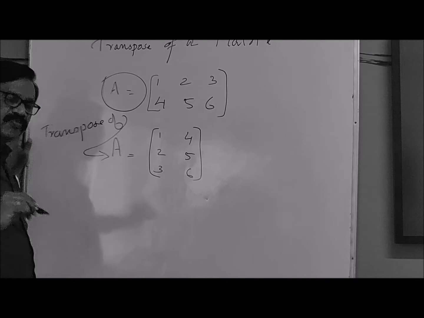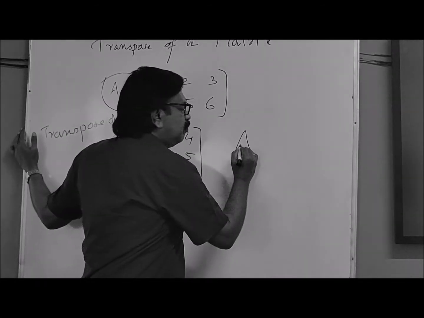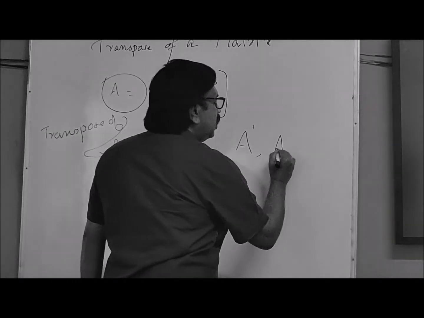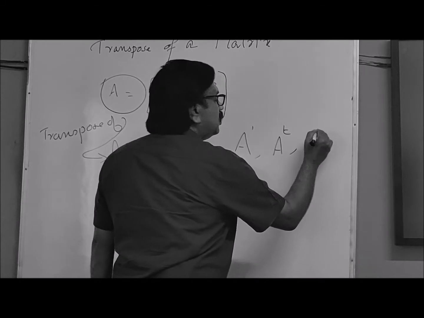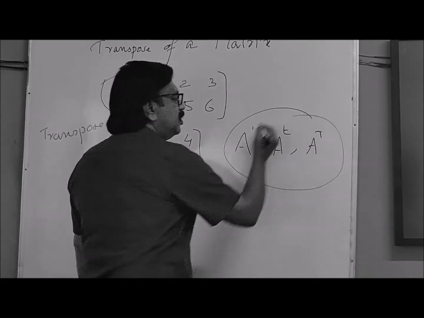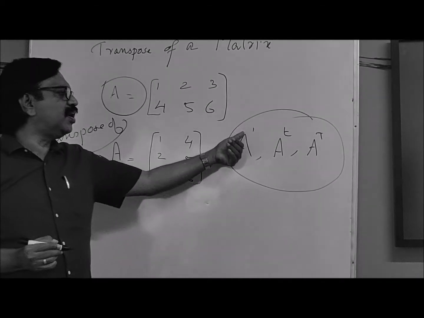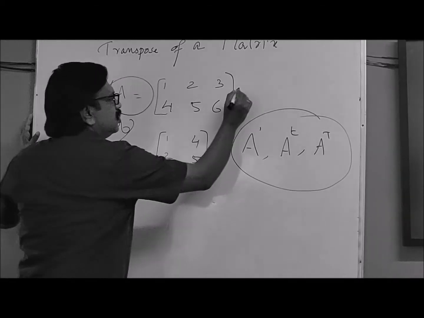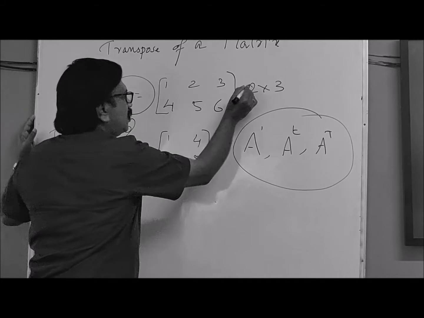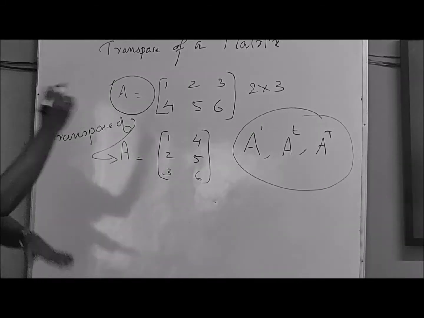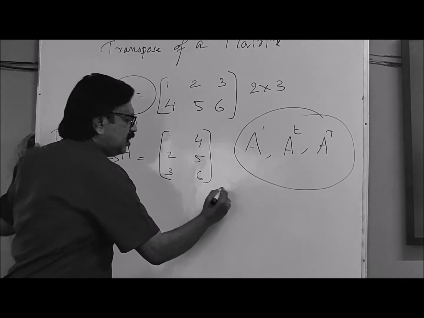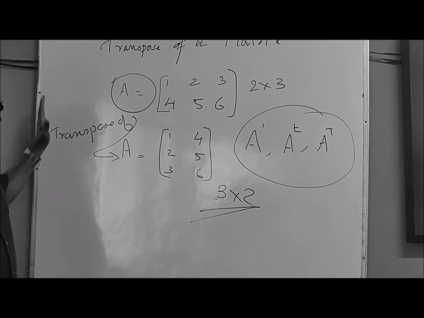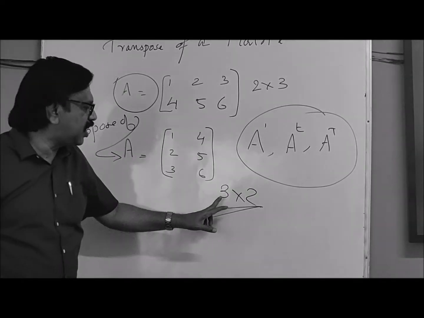Now, the transpose of the given matrix A is denoted by, in some texts, A dash, sometimes A T, small t, sometimes A T. Whenever you see these symbols in matrix theory, it means the transpose of the given matrix. You see, what is the order of this matrix? 2 by 3. 2 rows and 3 columns. If we interchange, the order will change. That is 3 by 2. Therefore, if A is a 2 by 3 matrix, then A transpose will be 3 by 2.